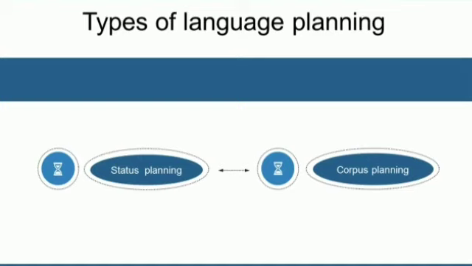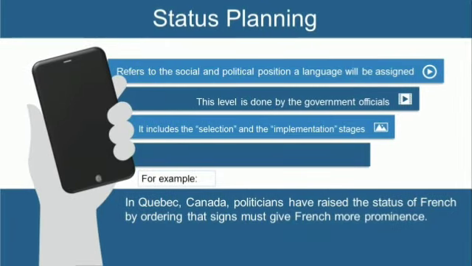Next slide, it is about the types of language planning. There are two types: the first is status planning and the second is corpus planning. Let's discuss them one by one. First, status planning. It refers to the social and political position a language will be assigned. It is an effort to choose a dialect or language among various dialects or languages and decide it to be a certain language status.